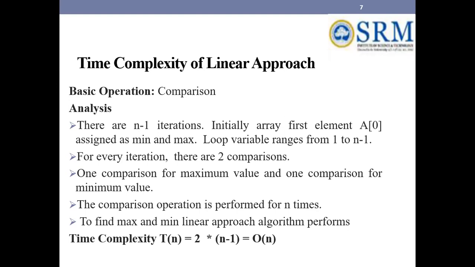So the time complexity of max and min linear approach algorithm is T of n equal to 2 into n minus 1. So n minus 1 is the number of elements in the array from 1 to n minus 1. Each element is compared with min and max. So for each element there are two comparisons. So 2 into n minus 1. So the time complexity is order of n.